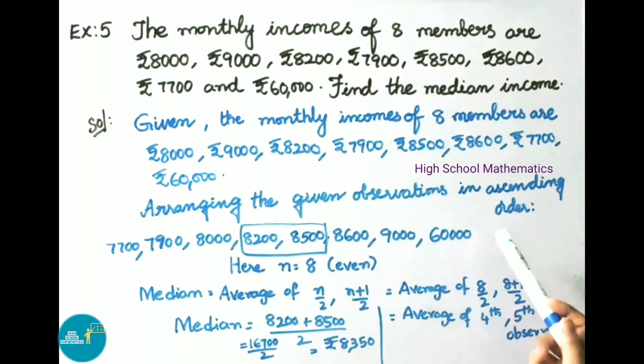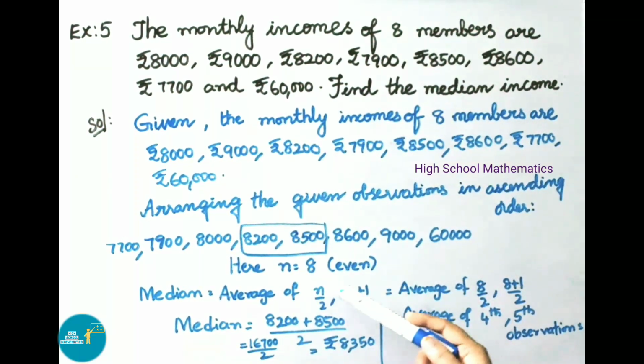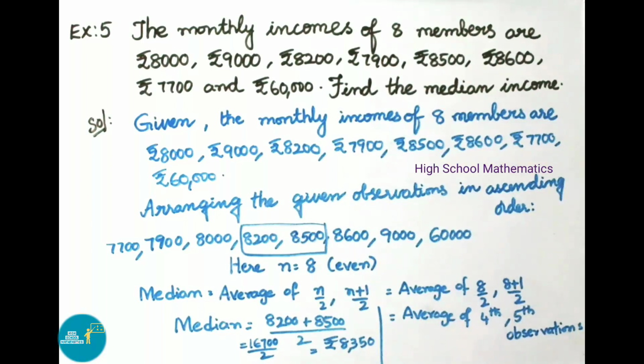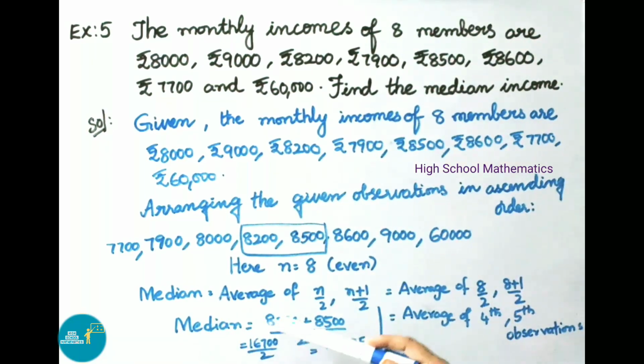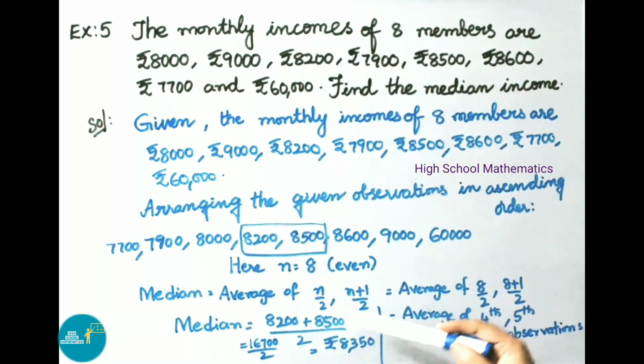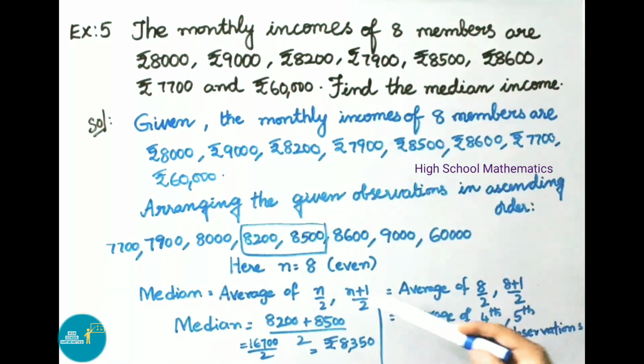Here the number of observations were 8. So here n value is equal to 8. 8 is an even number. When the number of observations is an even number, we have to take this formula: median equals the average of the (n by 2)th and (n plus 1 by 2)th observations. That equals the average of, n value is 8, so write 8 by 2, comma, n plus 1 by 2, that means 8 plus 1 by 2.